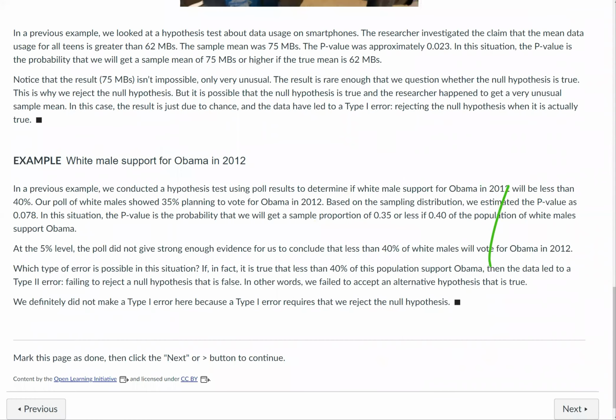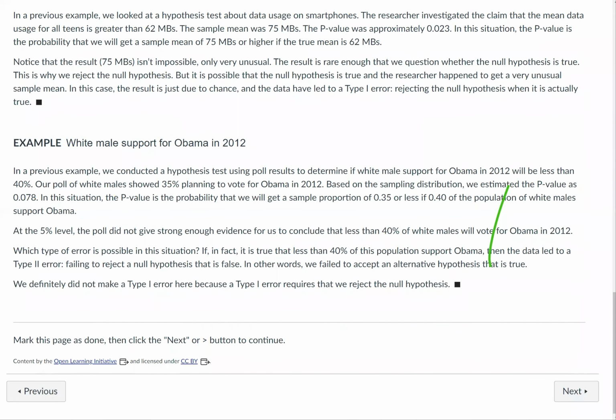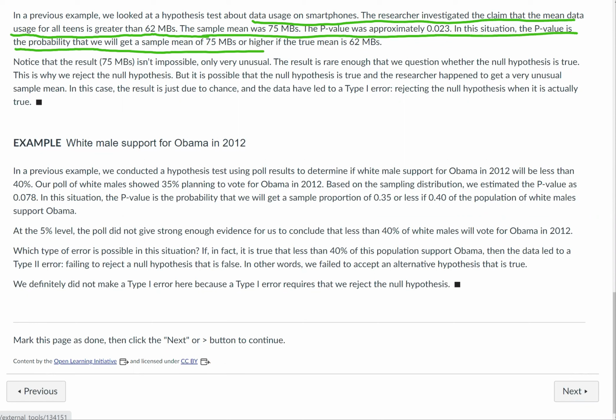In the previous example, we looked at hypothesis testing about data usage on smartphones. The researchers investigated the claim that the mean data usage for all teens is greater than 62 megabytes. The sample mean was 75 megabytes. The p-value was approximately 0.023. In this situation, the p-value is the probability that we will get a sample mean of 75 megabytes or higher if the true mean is 62 megabytes.